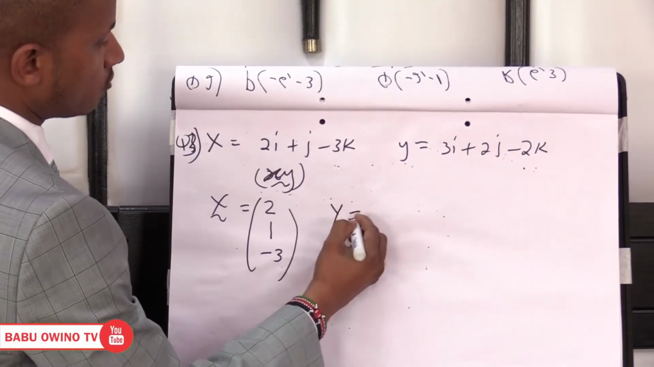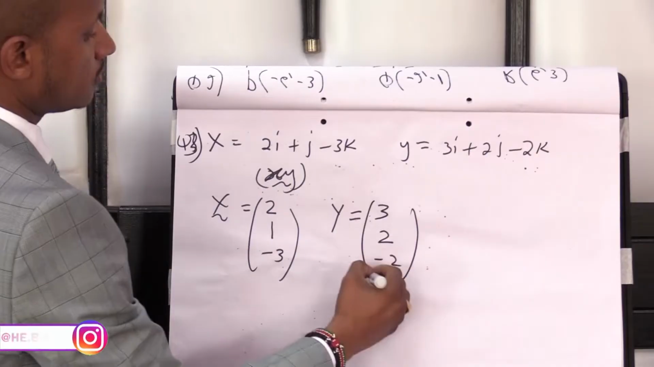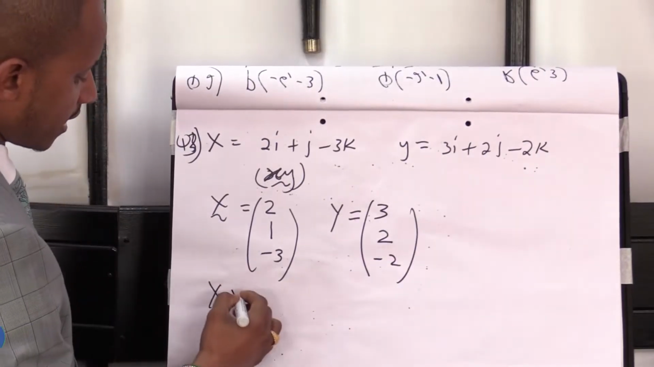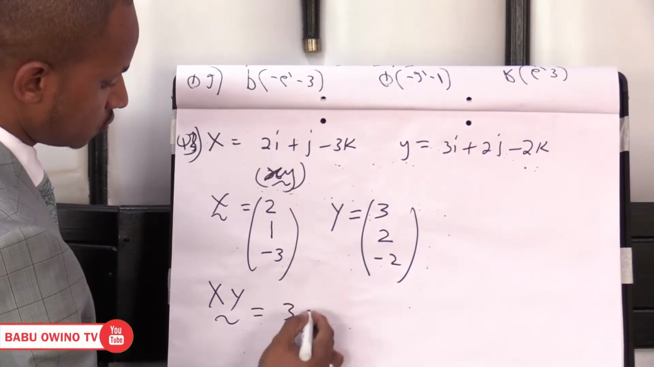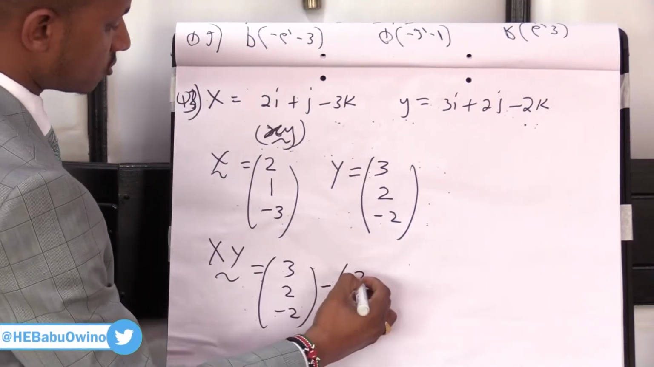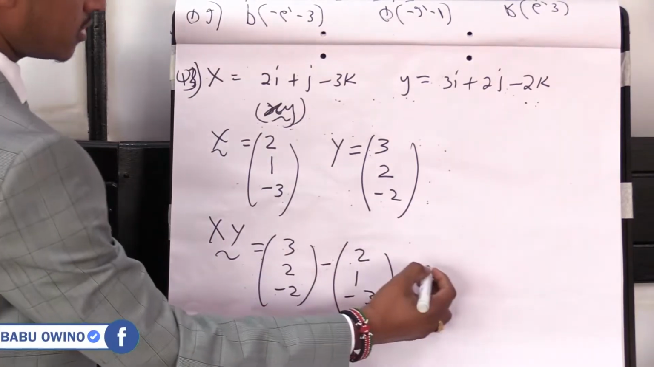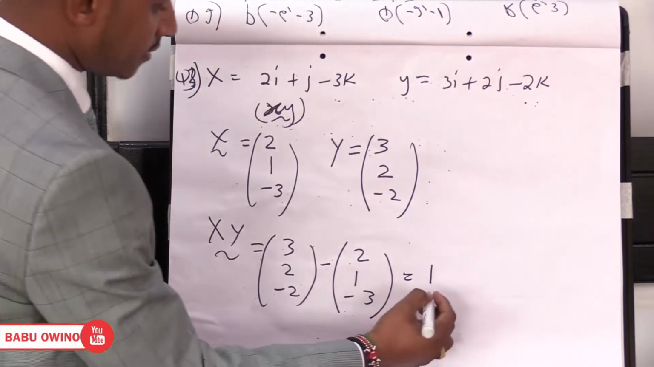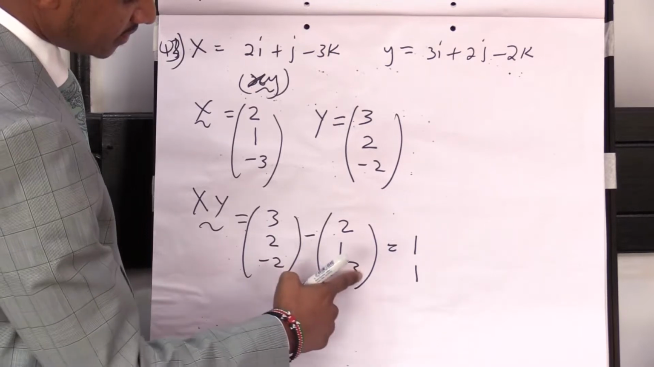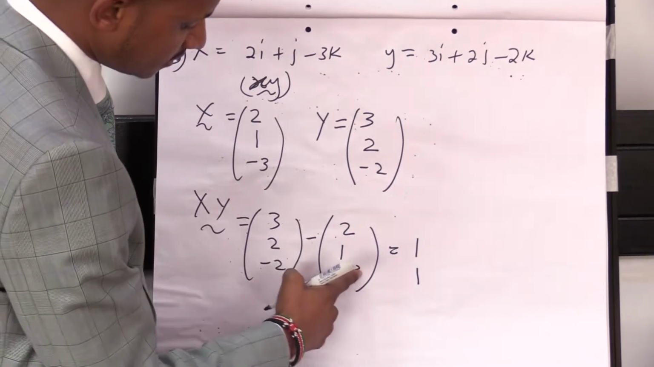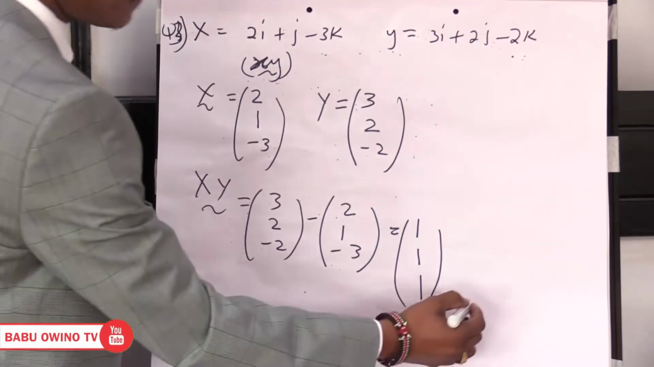And y equals to i, j, k, 3, 2, minus 2. Therefore, if they want xy, it is y minus x. So y is 3, 2, minus 2. Then you subtract x. X is 2, 1, minus 3. So 3 minus 2 is 1. 2 minus 1 is 1. And minus 2 minus minus 3 is the same as minus 2 plus 3, which is 3 minus 2, which is 1. So in column vector form is that.